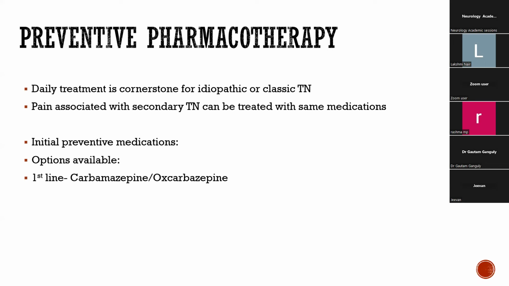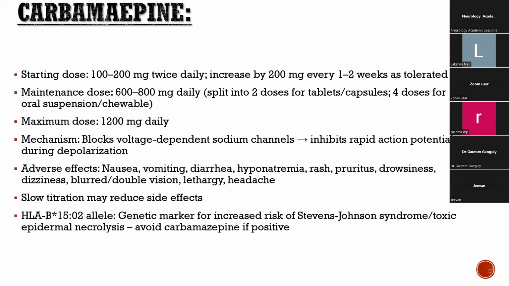So for initial preventive medications, the first-line options include carbamazepine as well as oxcarbazepine. For carbamazepine, the starting dose is 100 to 200 mg twice daily, increased by 200 mg every 1 to 2 weeks as tolerated. The maintenance dose is 600 to 800 mg daily, split into 2 doses for tablets as well as capsules, and 4 doses for oral suspension and chewable. A maximum dose of 1200 mg daily can be given.